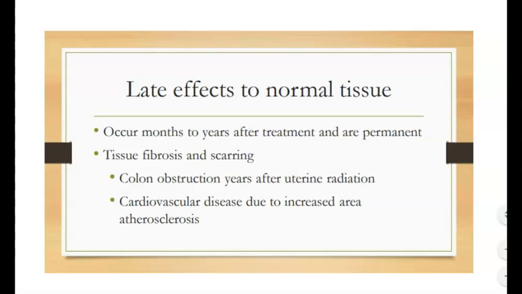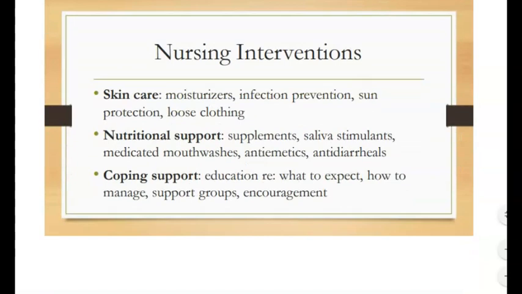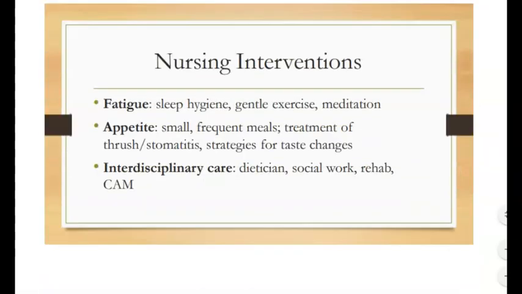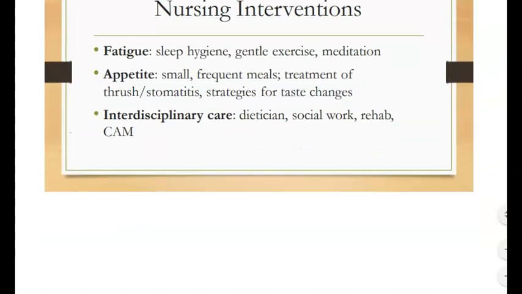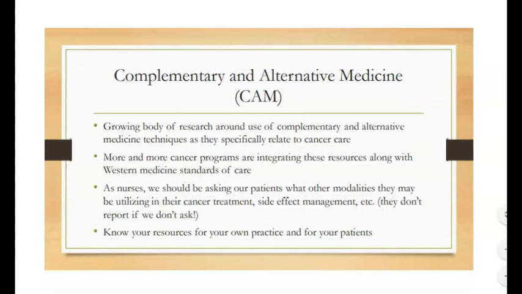Sometimes we see increased risk of cardiovascular disease, because we have more sclerosis of certain vessels that got damaged from radiation to certain areas in the body. And so we have sclerosis and buildup of plaques and narrowing of these vessels, you can have more pronounced cardiovascular disease down the road. We talked about nursing interventions. We talked about that.